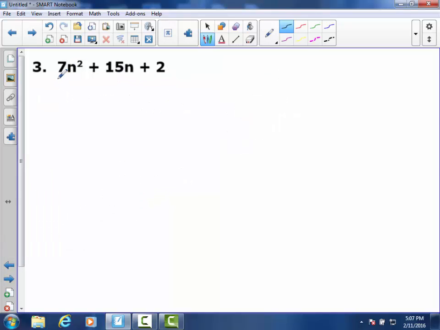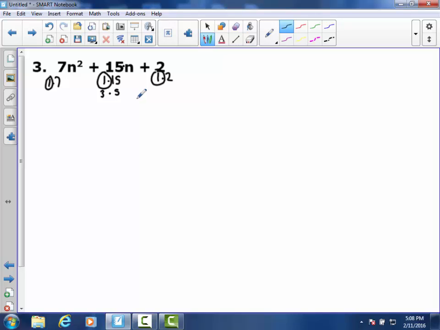So first we're going to look for our GCF. So 7 is 1 times 7. 15 is 1 times 15 and 3 times 5. And 2 is 1 times 2. So the only thing that they have in common coefficient-wise is the factor of 1. So that wasn't helpful. Then we check n squared, n, no n. Okay, so this one does not have a GCF at all.